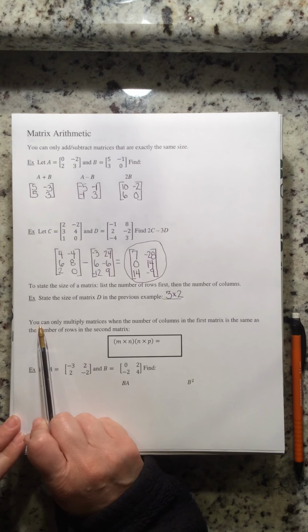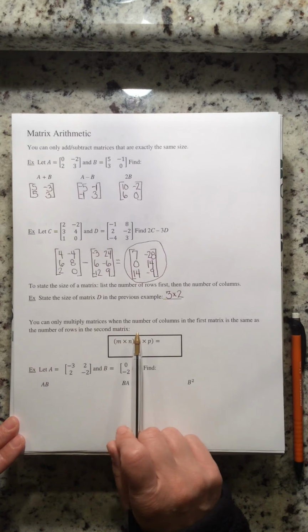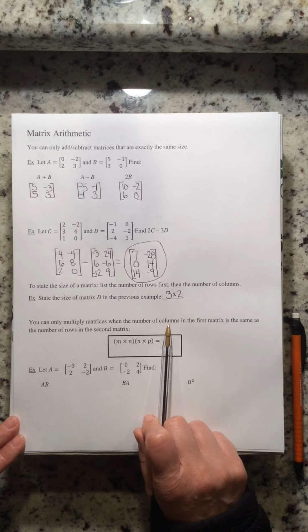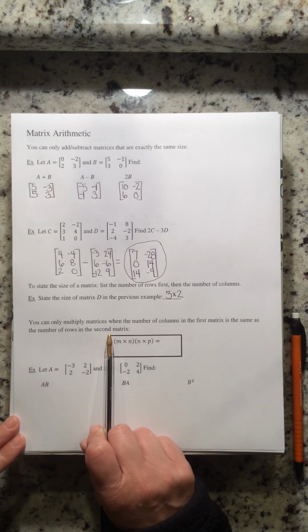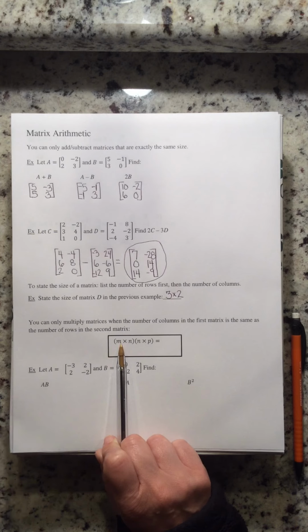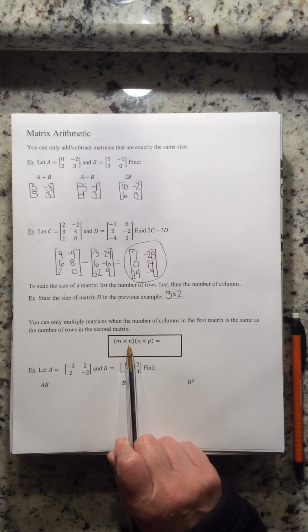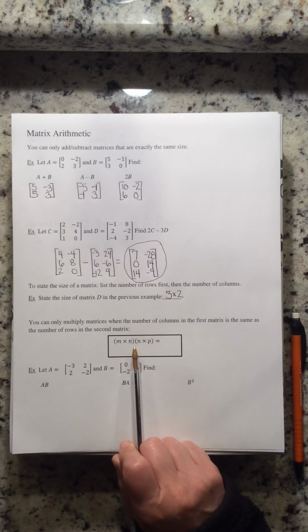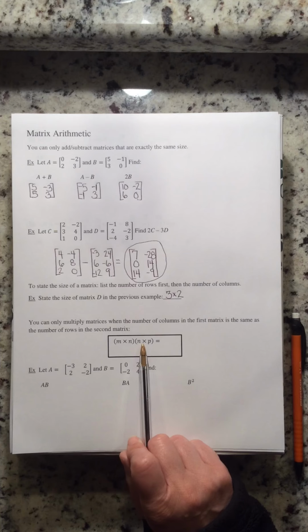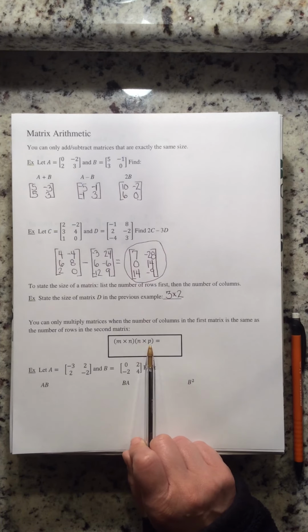Okay, matrix multiplication. This is when things get a little bit more complicated. First, you can only multiply matrices when the number of columns in the first matrix is the same as the number of rows in the second matrix. So here we have 2 matrices. The first matrix is m by n. That means it has m rows and n columns. And then we're being asked to multiply that by another matrix that is n by p, which means it has n rows and p columns.